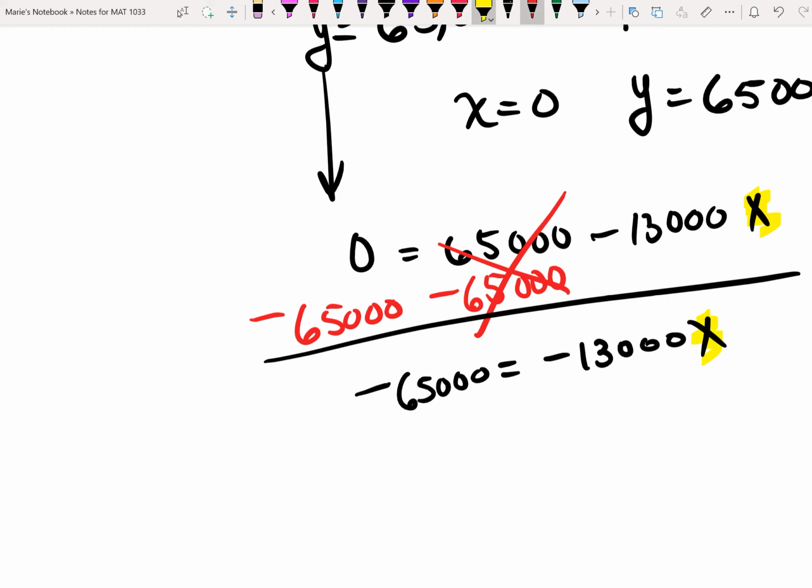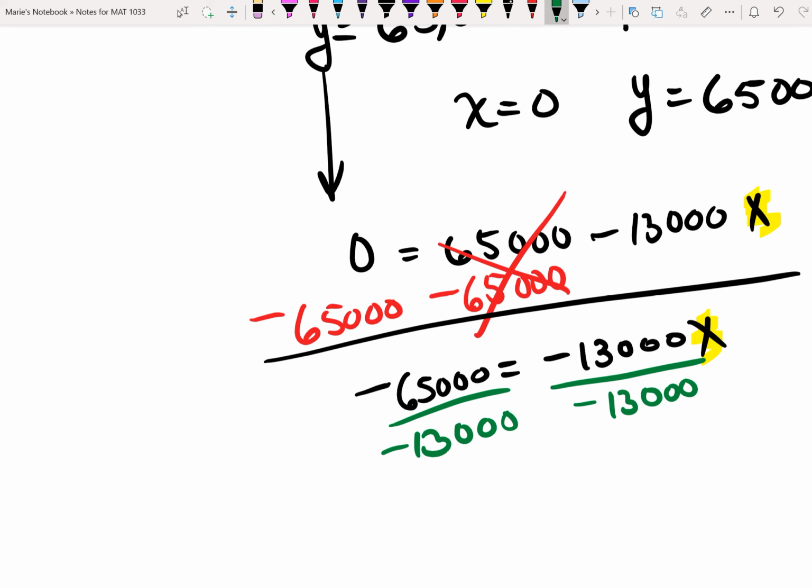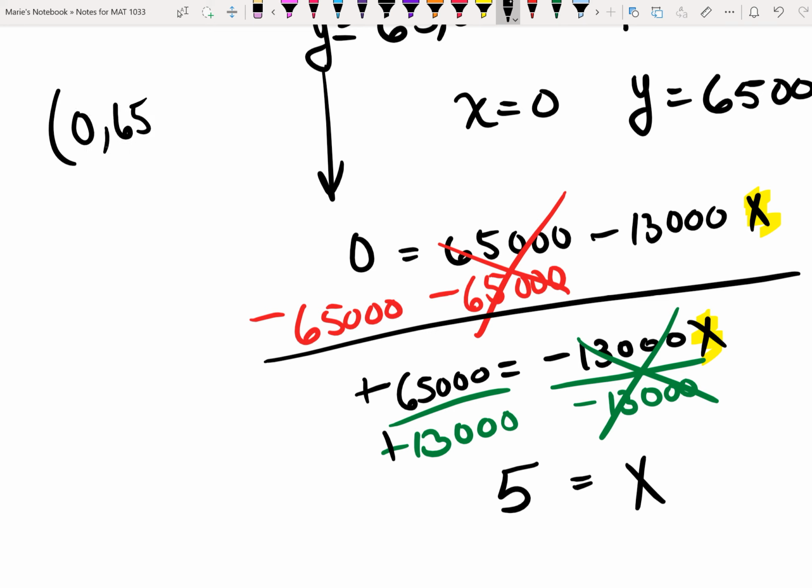To solve for x, I need to divide by negative 13,000 on both sides. So now this cancels. And you're left with your x on the side equal to the negatives cancel. And I believe this is 5. So now you have your 2 intercepts. You have an intercept in 0, 65,000. And you have an intercept of 5, 0. Okay? So that's a word problem interpreting corporate depreciating assets.